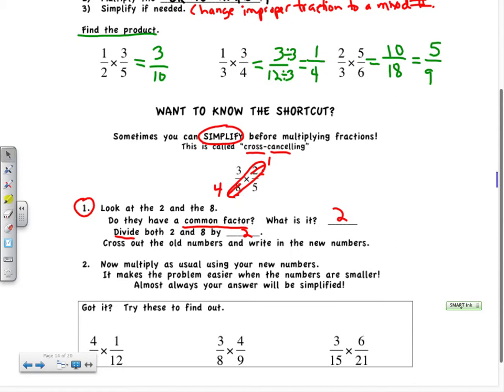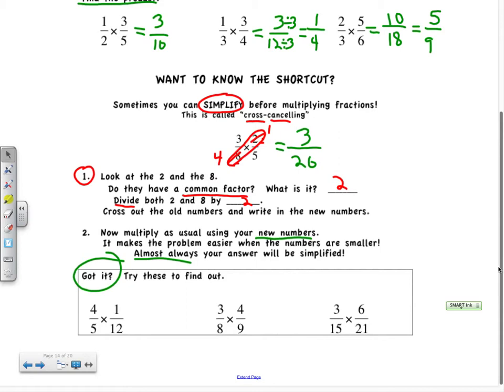All right, the next step. Now multiply as usual using your new numbers. It makes the problem easier when the numbers are smaller, and almost always your answer will be simplified. Sometimes you just have to double check because it doesn't work all the time. So 3 times 1 is? 3. 4 times 5 is? 20. Got it? Try these to find out.